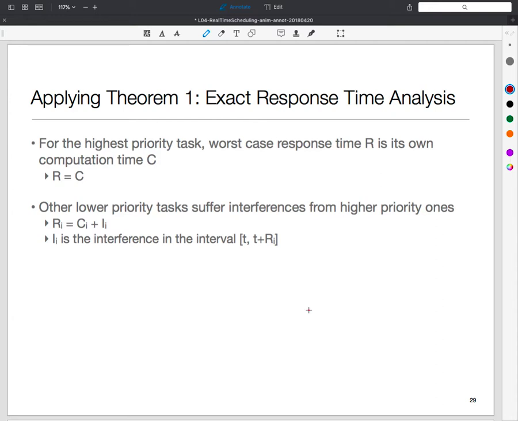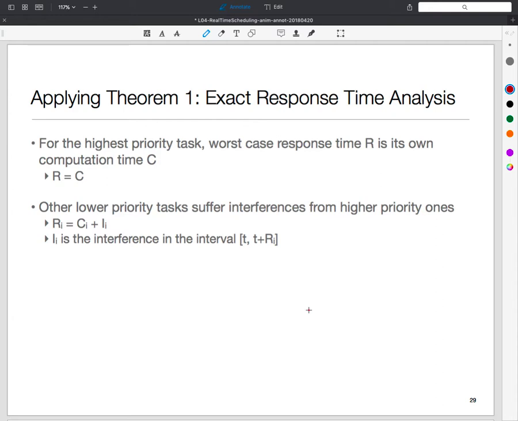So let's see how we can approach this. Firstly, what that OS would do is first apply the formulas that I gave you, and only if the formulas fail would they start doing this more elaborate test. So let's consider the highest priority task. For the highest priority task, from the point it arrives, it immediately gets the CPU, and therefore its response time is going to be exactly its computation time. So it's going to be R equal to C.